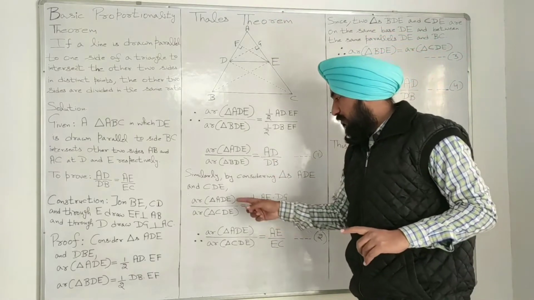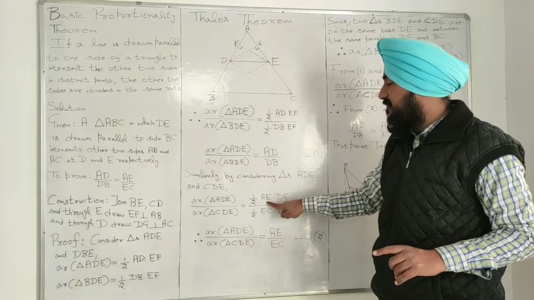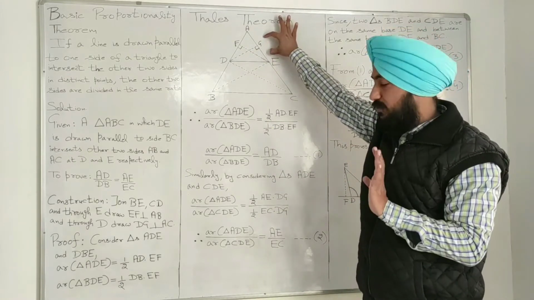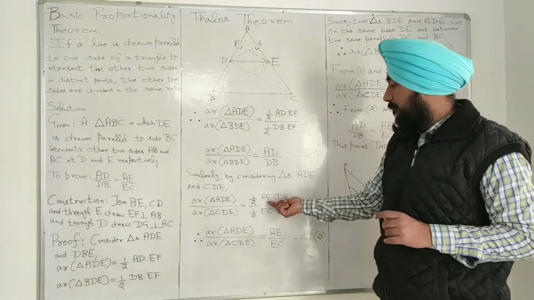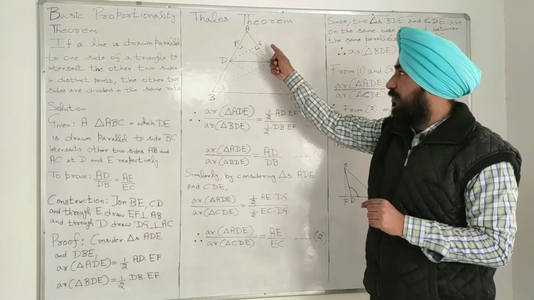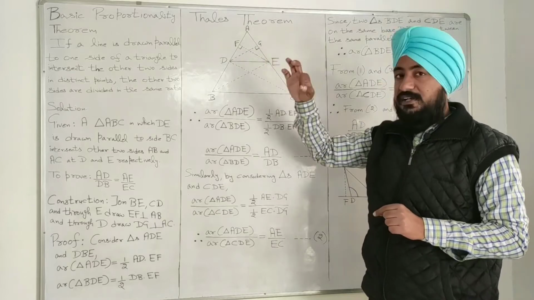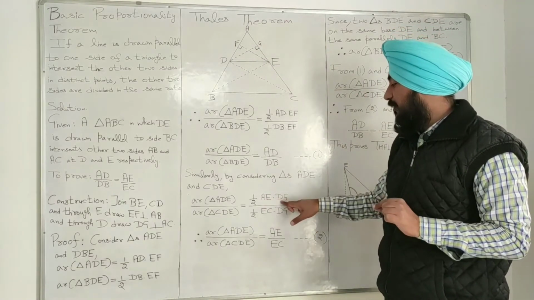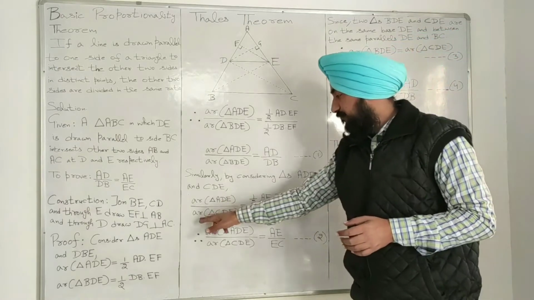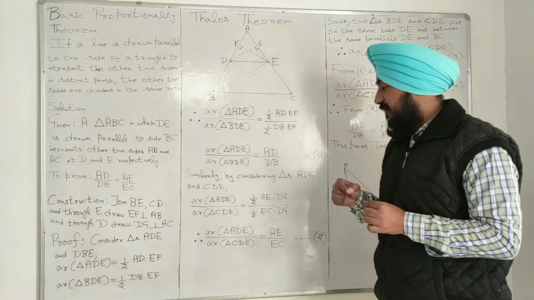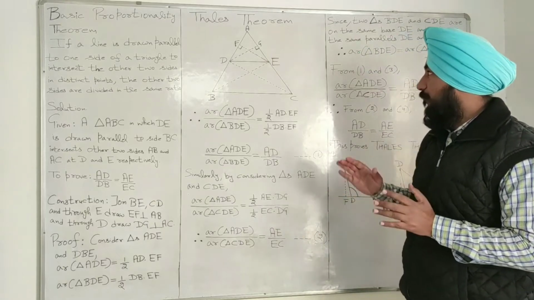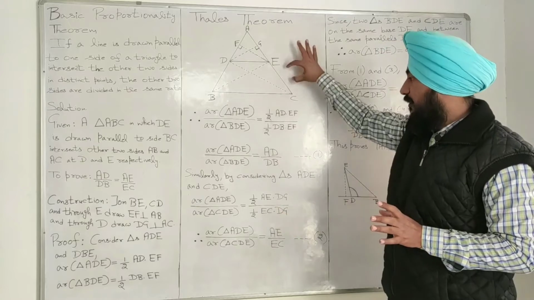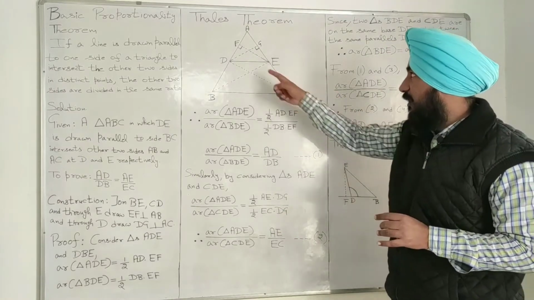So area of triangle ADE is 1 by 2, base is AE. This is the base because now the perpendicular DG is drawn on this. Base is AE and height is DG. This perpendicular is representing the height of this triangle ADE. So 1 by 2 base AE and height DG. Area of triangle CDE is 1 by 2 base. Now the base is EC. Area of triangle CDE is equal to 1 by 2 base EC, and height is DG.